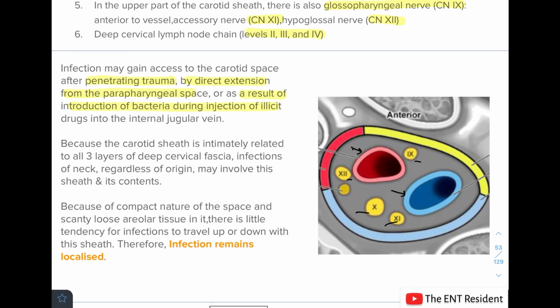Because the carotid sheath is intimately related to all the three layers of the deep cervical fascia, infections of the neck, regardless of their origin, may involve this sheath and its contents. And because of the compact nature of the space and scanty loose areolar tissue in it, there is very little tendency for infections to travel up or down within this sheath. Therefore, the infection will remain localized.